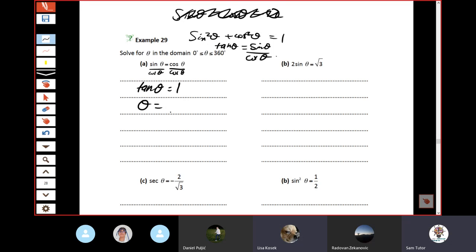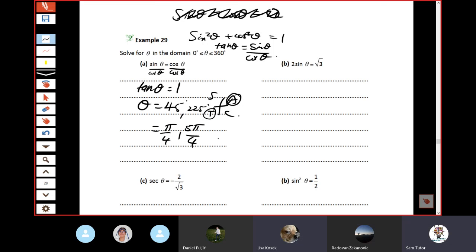Is it just 0? No, inverse tan 1. 45. And then what are you going to draw? All stations to central. And then what are you going to ask yourself? Where is tan positive? Correct, here and here, which is 225. And the answers are pi on 4, and 5 pi on 4. Yep. Any questions there, Lisa? No.